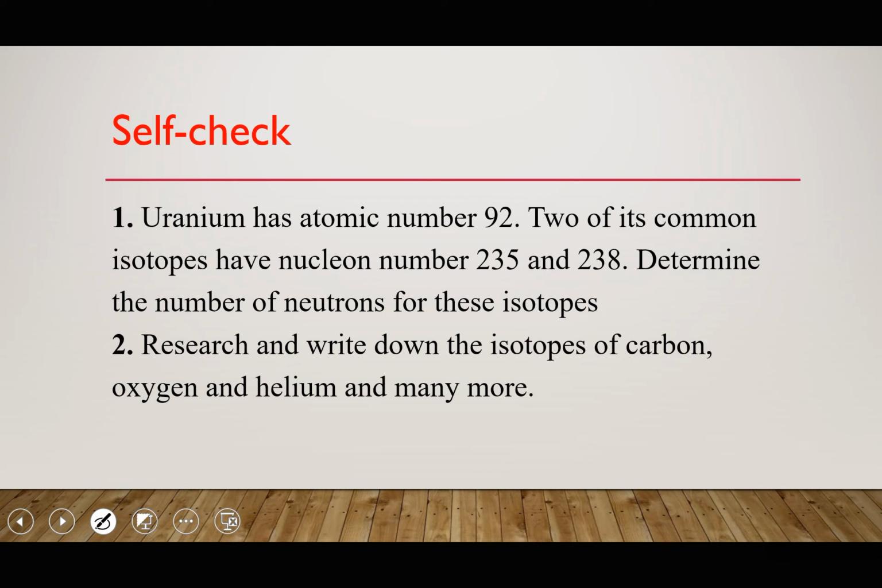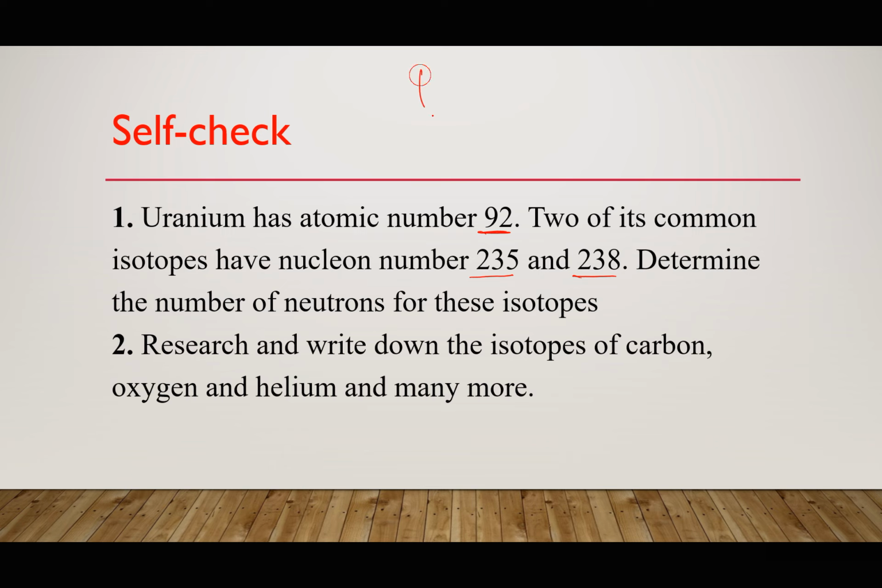Self-check. Uranium has atomic number 92. Two of its common isotopes have nuclear numbers 235 and 238. Of course, we have uranium-238, we have uranium-235, and by the way, we also have uranium-236 and so on. Determine the number of neutrons for these isotopes. These are very easy questions.